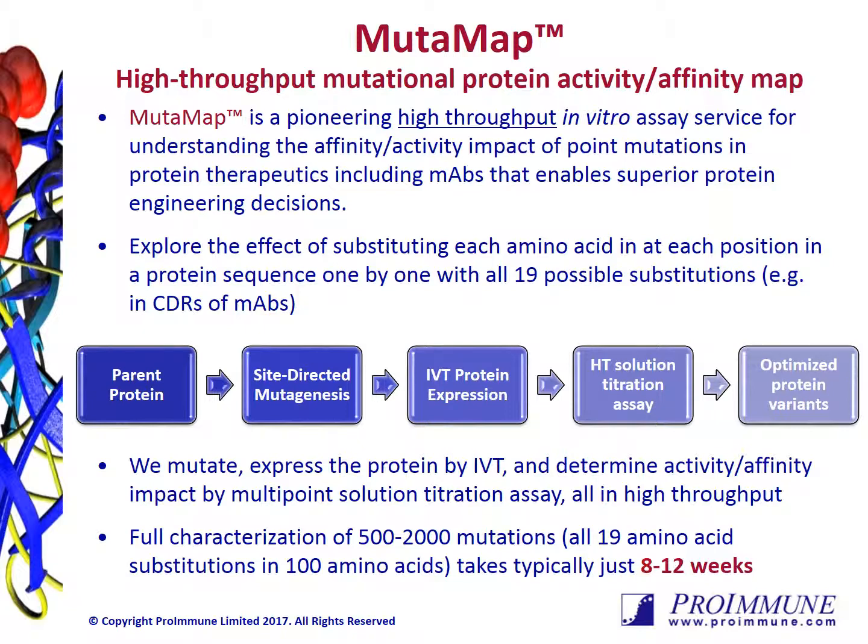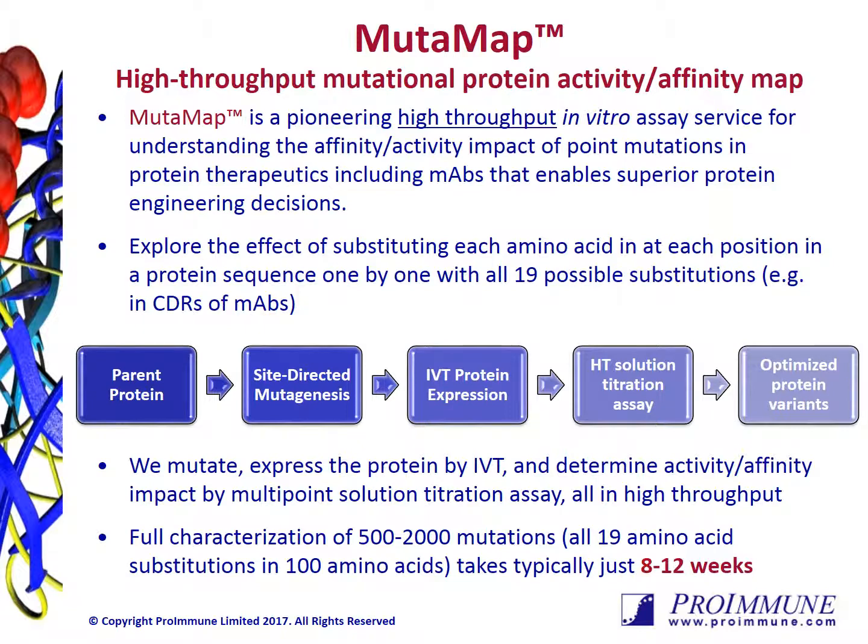So when it's time to make your final engineering decisions for your antibody, MutaMap evaluates the effect of substituting each amino acid at each position in a protein sequence one by one, with all 19 possible substitutions, for example in the CDR regions of monoclonal antibodies.